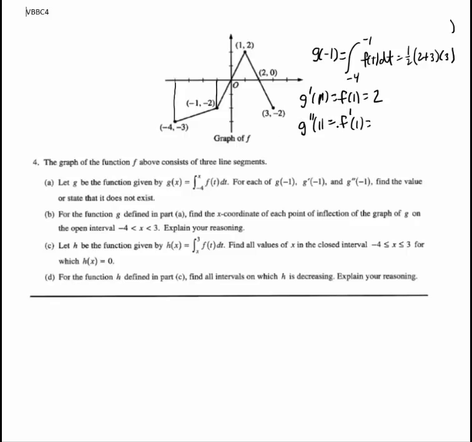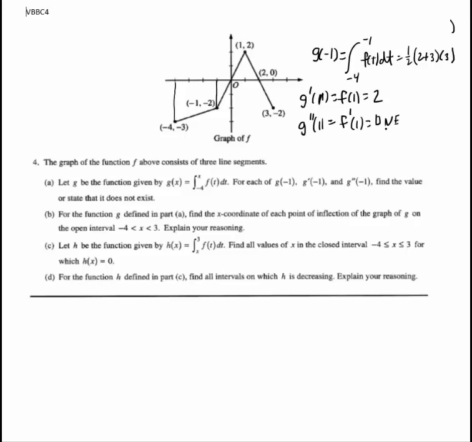How do I get a derivative off a graph? It's the slope of the tangent line. Well, at 1, I can see right away this makes a sharp turn, so this does not exist. Now, it didn't say justify that. It just said find the value or state that it does not exist. So I can just write does not exist.